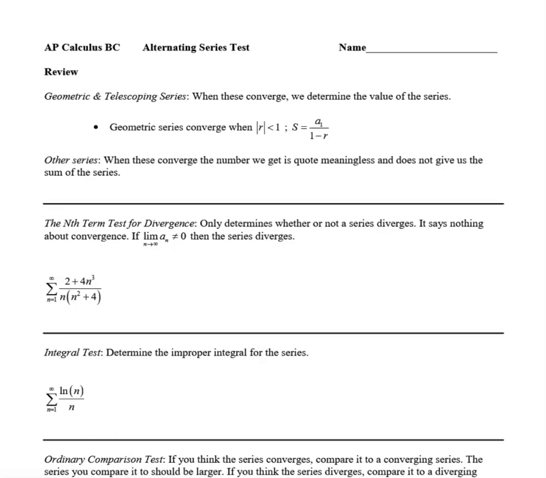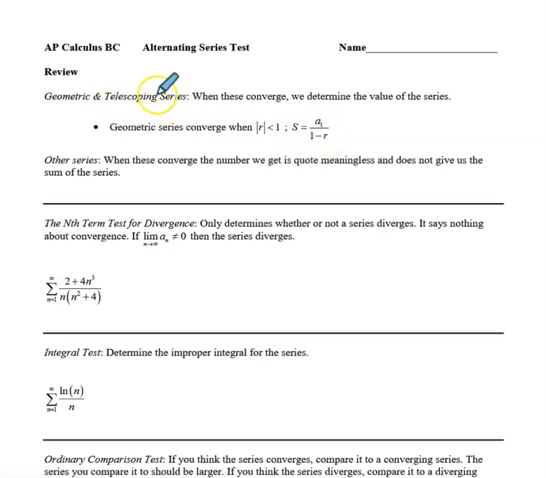All right, we're going to start today by reviewing everything that we've learned so far, which are the geometric series and the telescoping series. And for these two, when we actually find that they converge, we can find the sum. So the geometric series converges if the absolute value of r is less than 1, and the sum of the infinite series is the first term divided by 1 minus r.